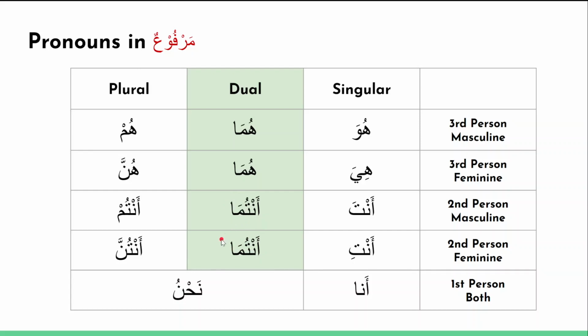So now we have this complete table. I want you to practice this. Memorize this table. And you can memorize the pronouns on your own. Just huwa, huma, hum, hiya, huma, hunna, anta, antuma, antum, anti, antuma, antunna, ana, nahnu.